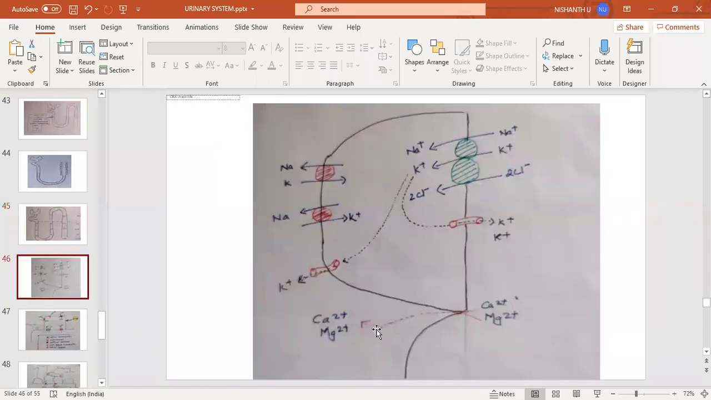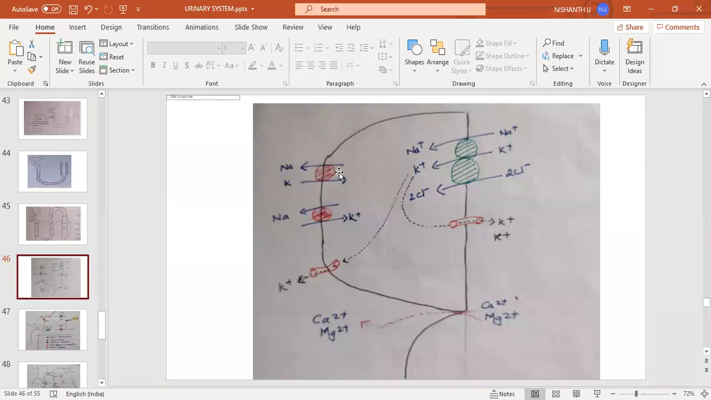So this is the thick ascending loop of Henle. The thin ascending loop of Henle is over. This is the thick ascending loop of Henle. It is a little complicated, but if you concentrate on the diagram, you can understand very easily. As usual, sodium-potassium ATPase is there. Remember, the descending loop of Henle and the thin ascending loop of Henle do not contain sodium-potassium ATPase. But once it is the thick ascending loop of Henle, again sodium-potassium ATPase is there.